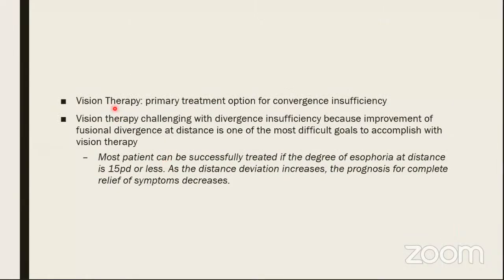Vision therapy is the primary treatment option for convergence insufficiency, but vision therapy is challenging with divergence insufficiency. In divergence insufficiency, our mainstay of therapy is to improve fusional vergences at distance, and it is one of the most difficult goals to accomplish with vision therapy. What are the things that we do? We'll talk about that in upcoming sessions. Divergence insufficiency cases are mostly treated with the prism, and VT is also a mainstay of treatment for them.